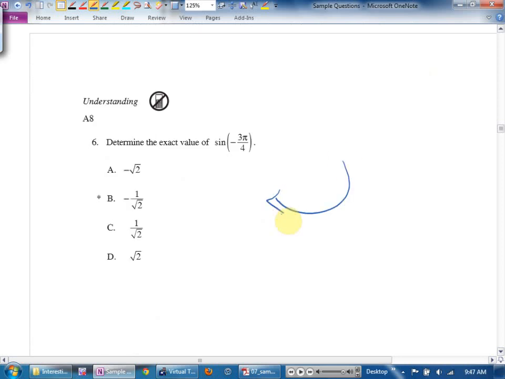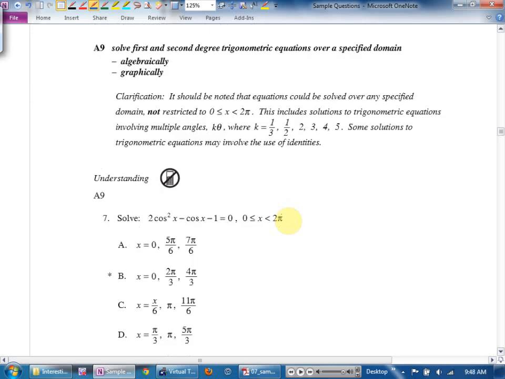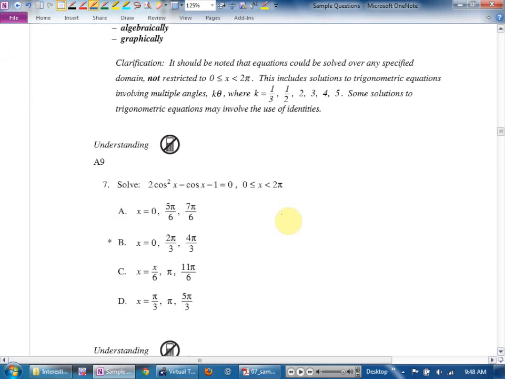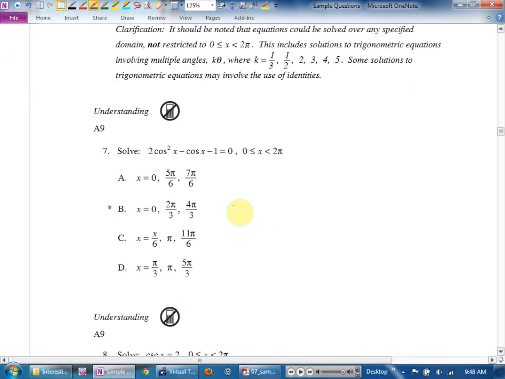Solving first and second degree trig equations. So, solving a quadratic trig equation. Now, this will almost certainly be on your written section as well. It's often on the multiple choice, but it will almost certainly be on your written. You have to be able to factor one of these bad boys. This factors into 2 cos x minus 1, plus 1. How can I tell that I factored right? FOIL it out if you're not sure.